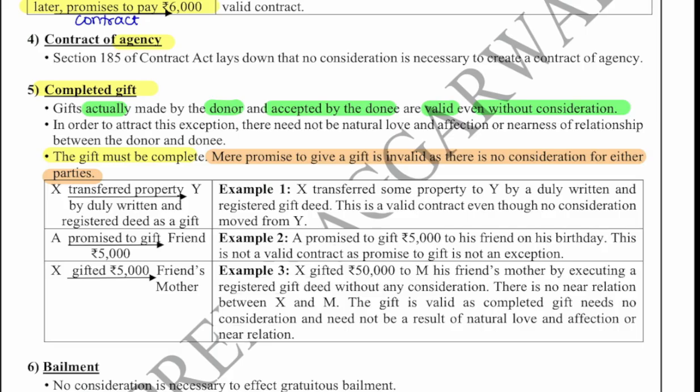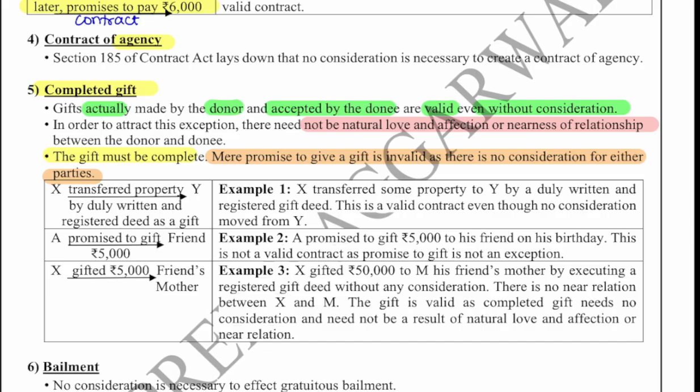I have highlighted the keywords for you. You can also highlight this. There is no need for natural love and affection or near relationship. Okay. So gifts which are actually made by the donor, that is, they are completed, it does not require consideration. Mere promise that I will give, I will gift, that is not valid contract.